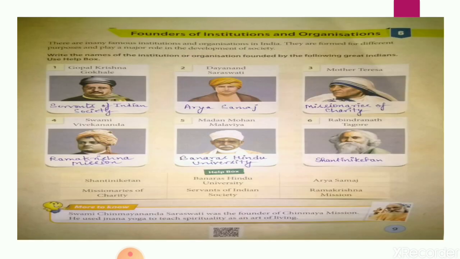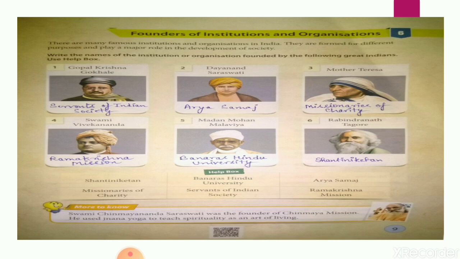Now, the sixth chapter is founders of some institutions and organizations. Many famous institutions and organizations are there in India, formed for different purposes, and they play a major role in the development of society. Here you have to write the name of the institution or organization founded by the following great Indians. Some great Indians are there along with their images. We have to choose the correct option which is given in the help box.